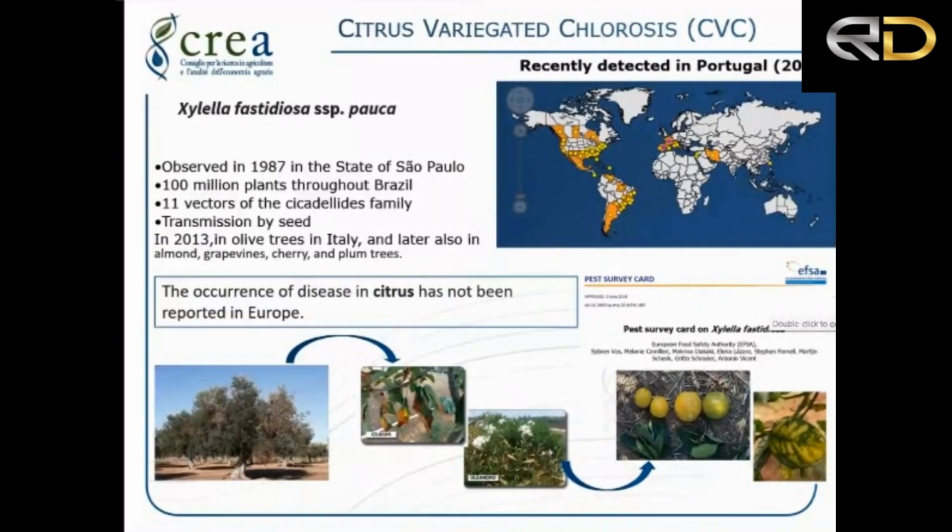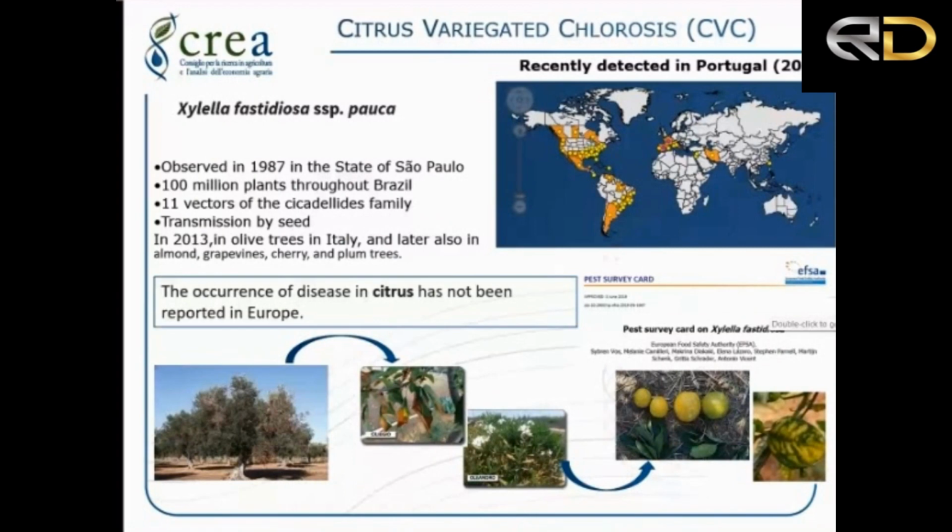The occurrence of the disease in citrus, however, has not yet been reported in Europe. Only recently has it been detected in Portugal in 2023, but in this case it is not Xylella fastidiosa subspecies pauca, but the subspecies multiplex. However, the fact that symptoms occurred in citrus has been considered very, very dangerous.